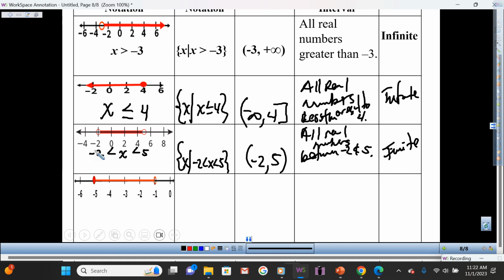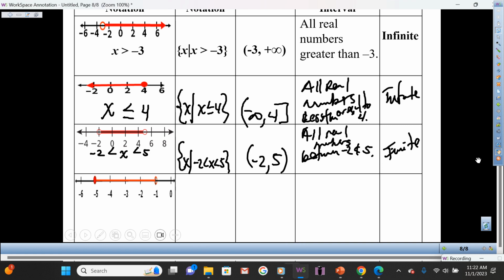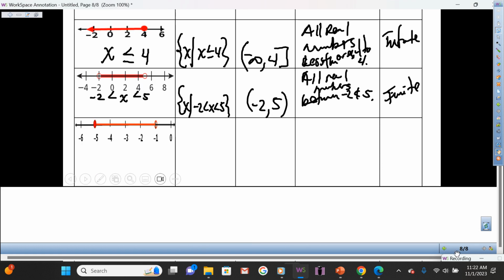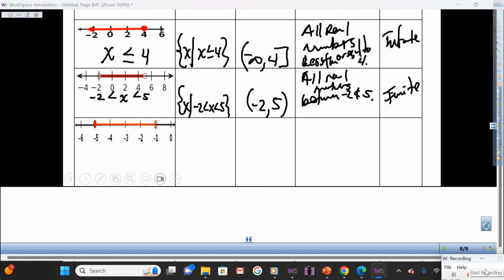And that takes us to the last one. I walked you through this one. I want you to do the last one by yourself, please. Do that right now. I'll give you some time. All right, check with your neighbor, see what they wrote. Look at their inequality, their set notation, their interval notation, what it means in words, and what kind of interval.